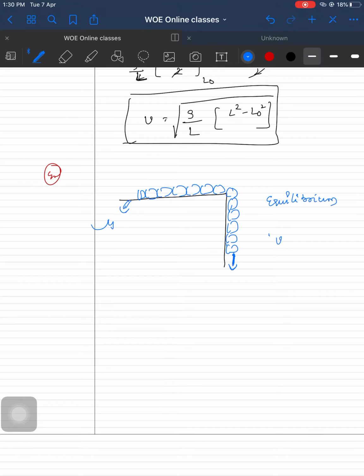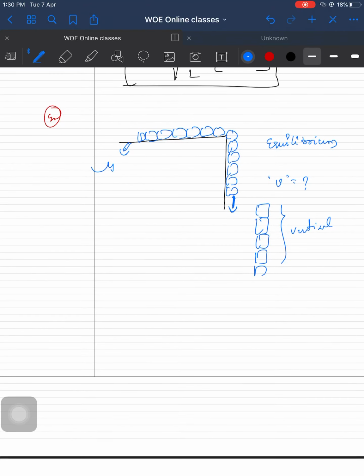What will be the velocity of the chain when it becomes vertical? In the previous case there was no friction, understand, now it has become vertical. What will be the velocity? Listen to this part, it is just like the blocks. In the previous case the gravitational force was varying; the downward force is equal to how much? M by L into x into g, where x is the length that is hanging.